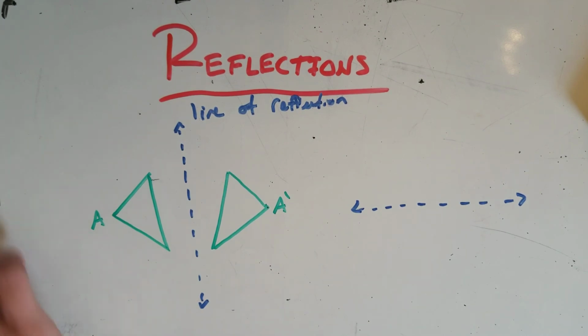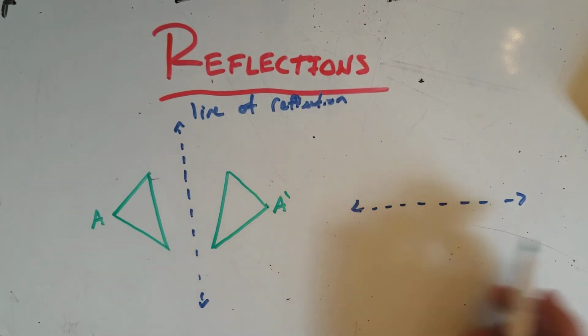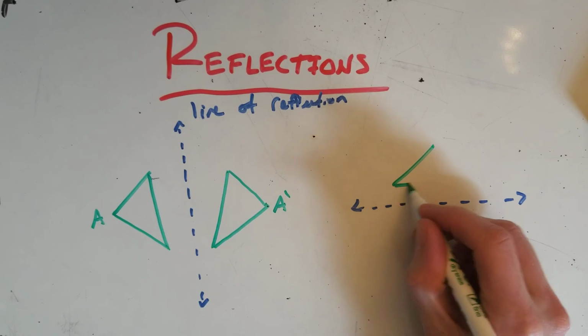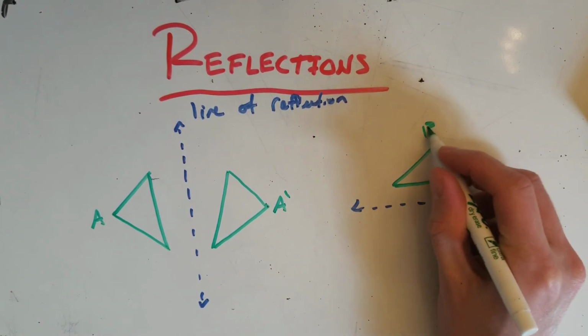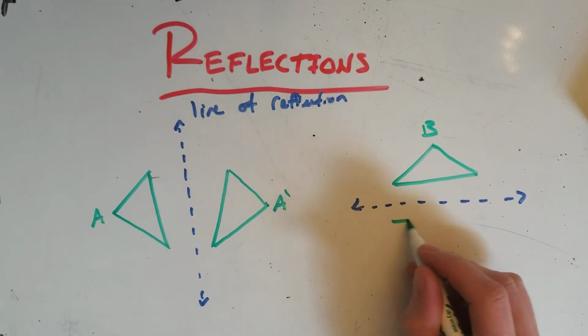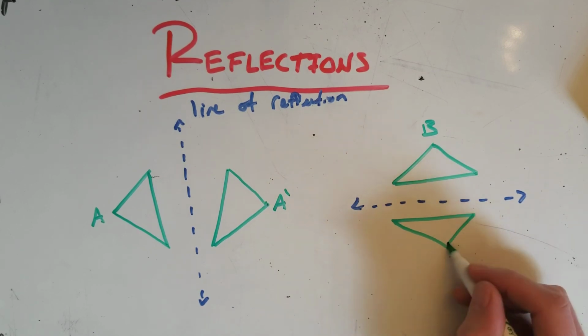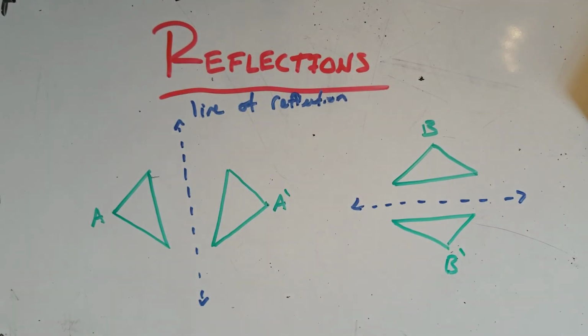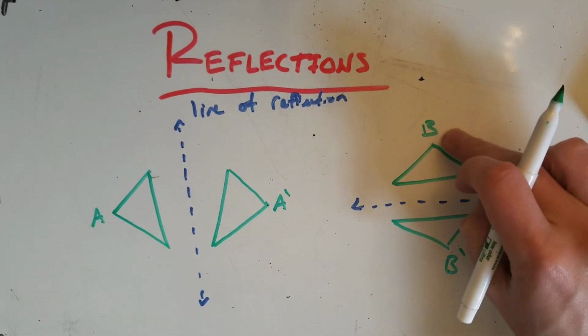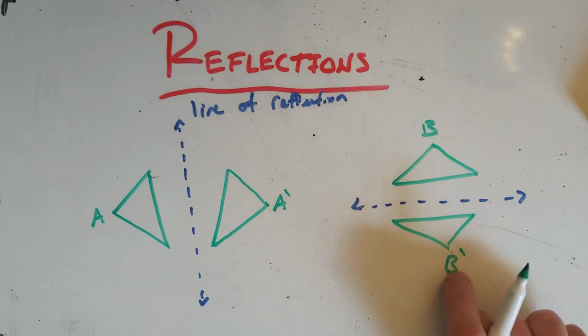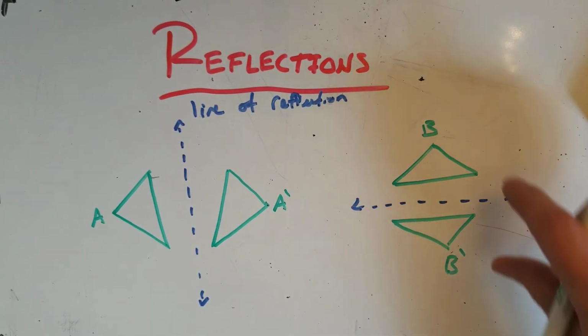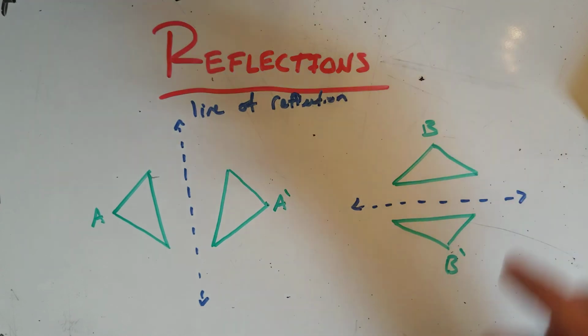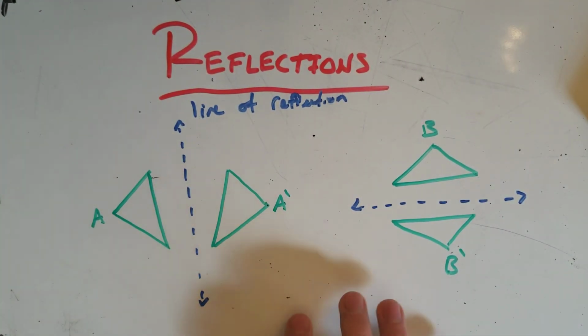For something like reflecting over a horizontal line like this, we'll do a similar thing. Do it with B. If you reflect over this, it's going to look kind of like that. Now, instead of having B on top, when it reflects over, it's on the bottom of the triangle, but still the two triangles are congruent to each other. So this is what a reflection is.